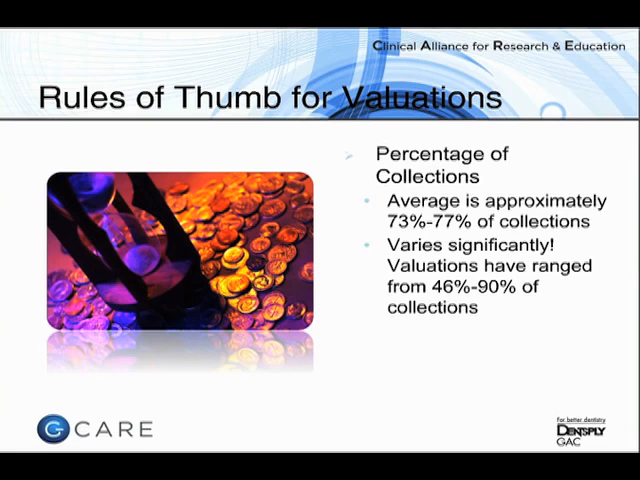The reason we look at these two in tandem is because you may have a practice that has very, very high overhead. Maybe it has a 65% overhead. In that case, the profitability is less. So it may sell for a higher multiple of profits, but a lower percentage of collections, and vice versa. If you have a practice that has an overhead rate of 42%, which is really low, it may sell at a lower percentage of profits, but a higher percentage of collections.